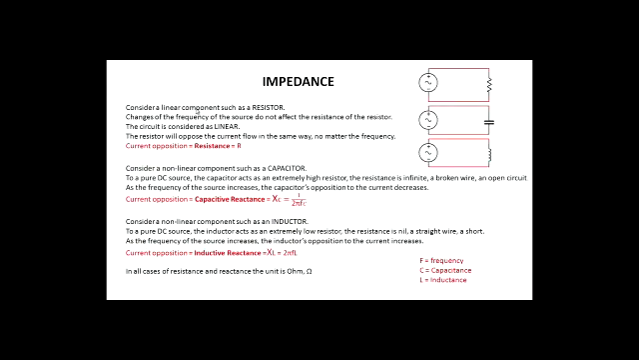Okay, so consider a linear component such as a resistor, and changes to the frequency of a source. If you apply a frequency to a resistor, it is not going to affect the resistance of the resistor. The resistance is constant, no matter what you put through it. You put AC or DC, it's going to have a constant resistance. It might change a little if the resistor heats up or cools down, but it has nothing to do with the frequency applied to the resistor. So changes to the frequency of the source do not affect the resistance of the resistor. The circuit is considered linear.